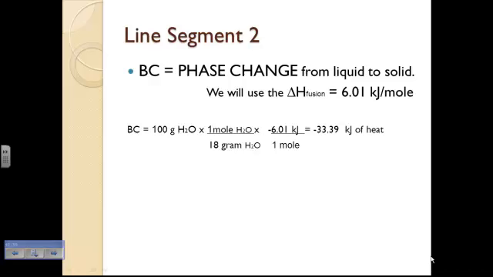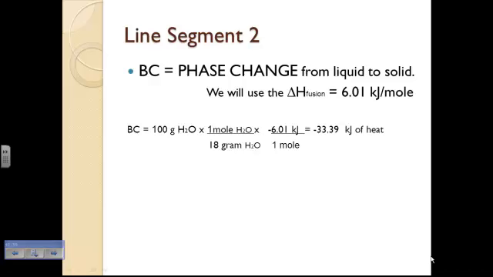Times my second conversion using the delta H of fusion. Notice it's negative to give me the exothermic quantity. Heat is being released as liquid turns to solid. Negative 6.01 kJ of heat for every 1 mole of water. You hit that out: 100 divided by 18 times negative 6.01, and notice this will give us kJ directly. Negative 33.39 kilojoules of heat.